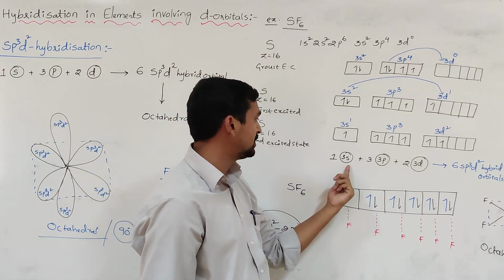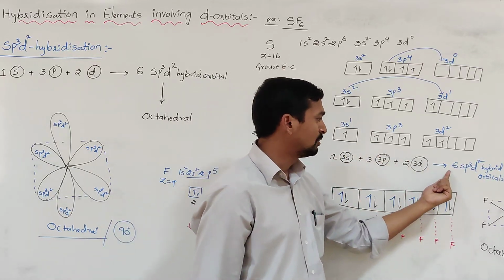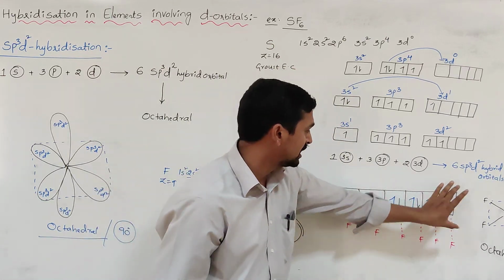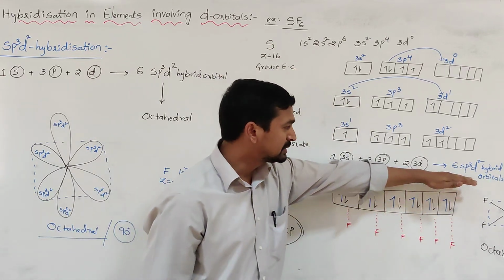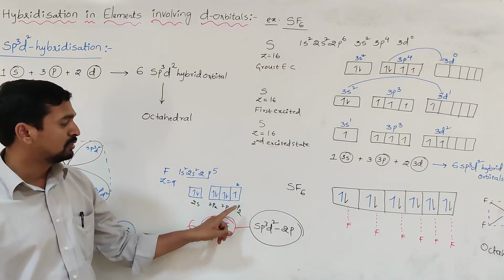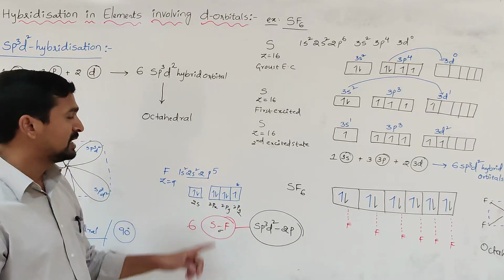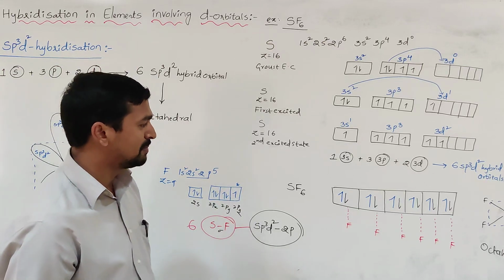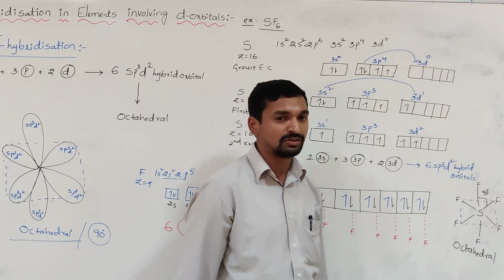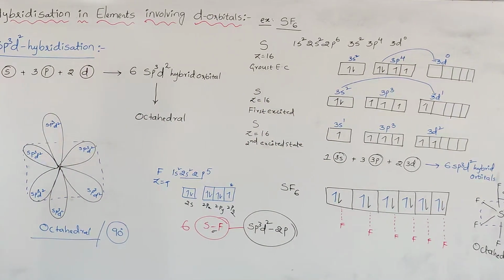Here one 3s orbital, three 3p orbitals and two 3d orbitals are hybridized together to form 6 sp3d2 hybrid orbitals, all equivalent in energy and shape. Each of these 6 sp3d2 hybrid orbitals overlaps with which one? The 2p orbital of a fluorine atom. That results in the formation of 6 sulfur-fluorine sigma bonds, which are adopted in octahedral geometry like this. The bond angle is found to be 90 degrees. So this is about sp3d2 hybridization.